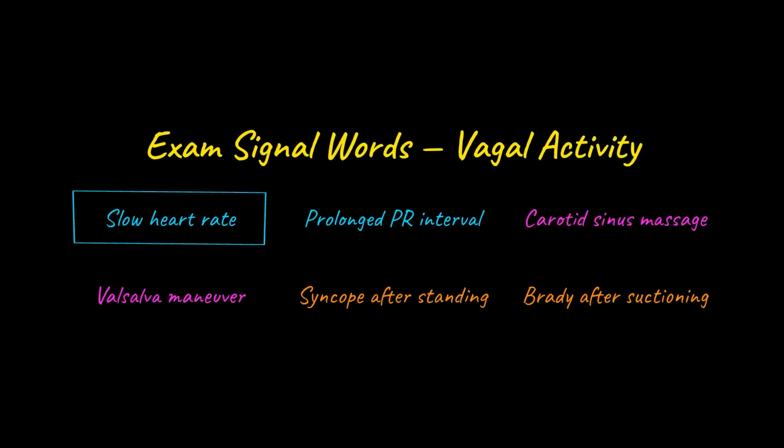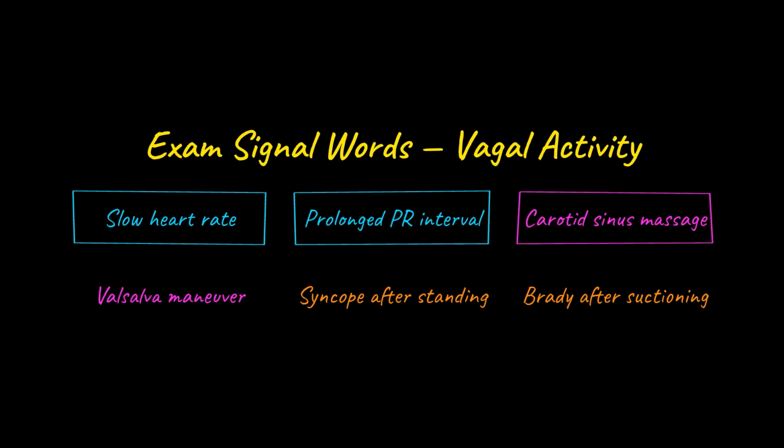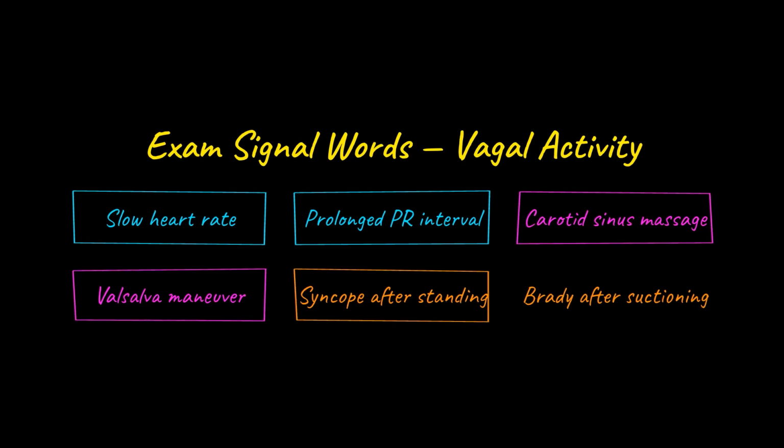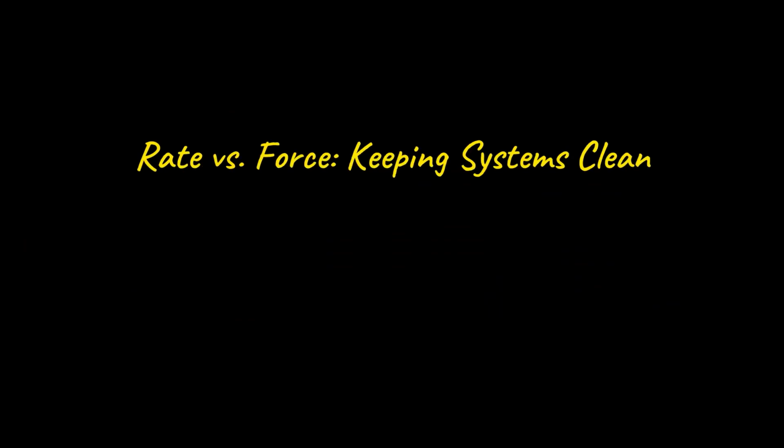On the certification exam, these are the signal words that point to vagal or parasympathetic activity. Any scenario pairing one of these triggers with the slowing of the heart is a vagal call. The opposite picture, rising rate or rising contractility, points to the sympathetic side, the dividing line that protects exam points.